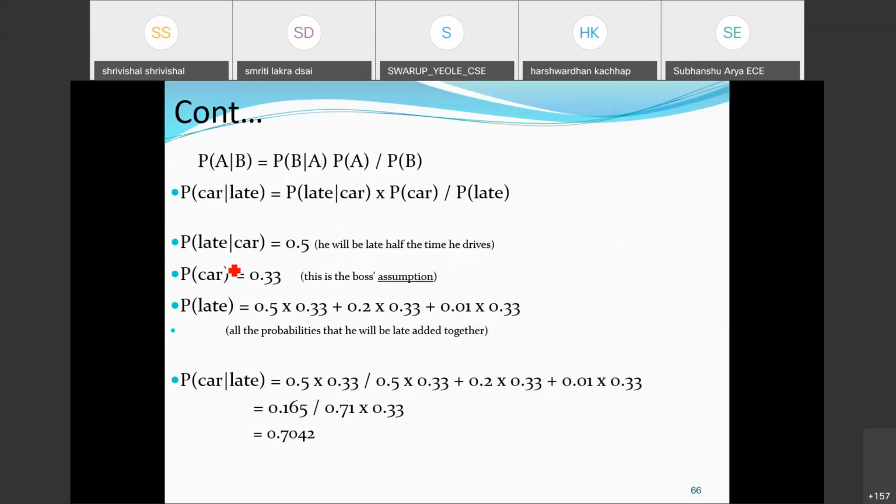So now substitute all this information in this formula. The probability of being late if it's the car, multiplied by the probability of being in the car: 0.5 multiplied by 0.33, divided by the probability of being late, which is calculated here, so it will be divided by this whole number. If you solve it, you get approximately 0.7042. As many of you have already given the correct answer for this statement. This is one example here.